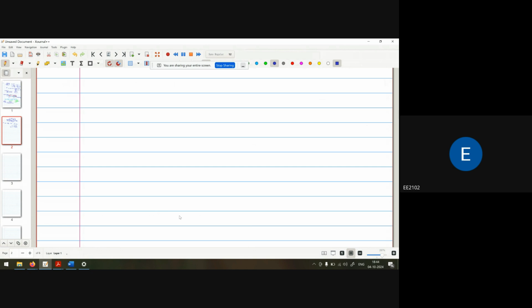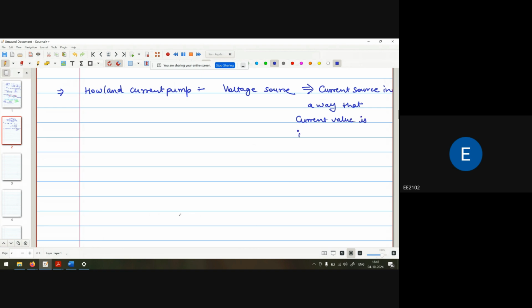So basically, the concept of the Howland current pump is that if you are using any voltage source, and you convert this voltage source into a current source in a way that the current value is independent of load impedance. So it is basically the concept of a Howland current source.